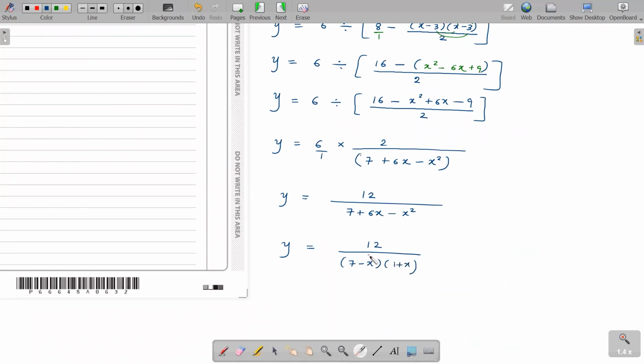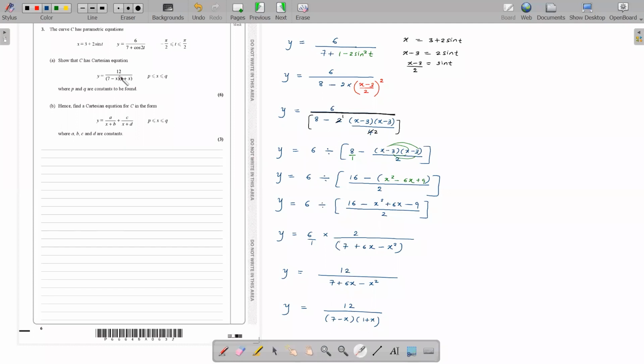So you can see this, if you open the bracket, we end up getting this. Okay. So we are not done yet after getting to show that. Okay. So they asked us to find the values of P and Q.